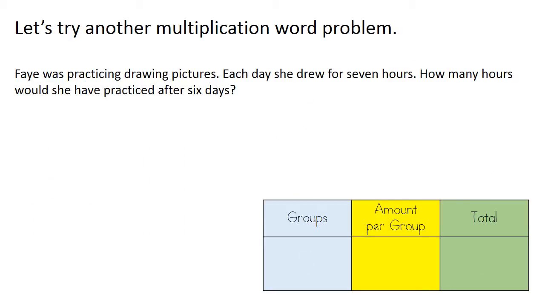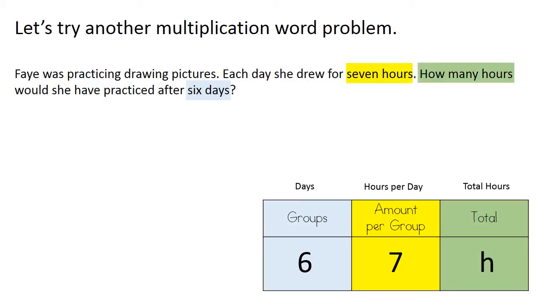Let's try another multiplication word problem. Faye was practicing drawing pictures. Each day she drew for 7 hours. How many hours would she have practiced after 6 days? We have the number of days as groups, hours per day, and total hours. There are 6 days, 7 hours each day, and we don't know how many total hours, so that's going to be a multiplication problem. 6 times 7 equals H for hours.